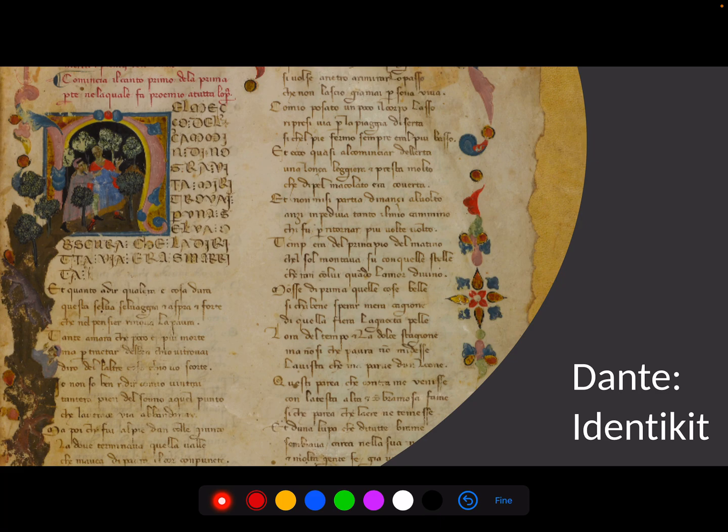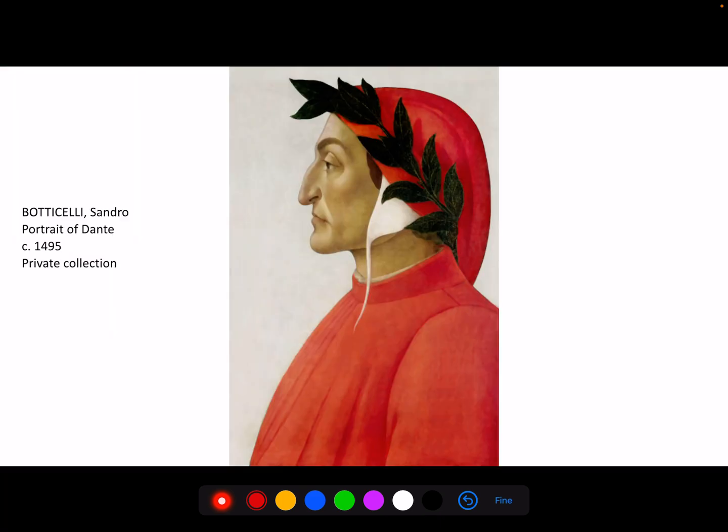Ciao. So, Dante died in Ravenna in 1321, and 2021 is the anniversary of Dante. So a lot of celebrations about the Italian national poet. But who's Dante? Who was Dante Alighieri?